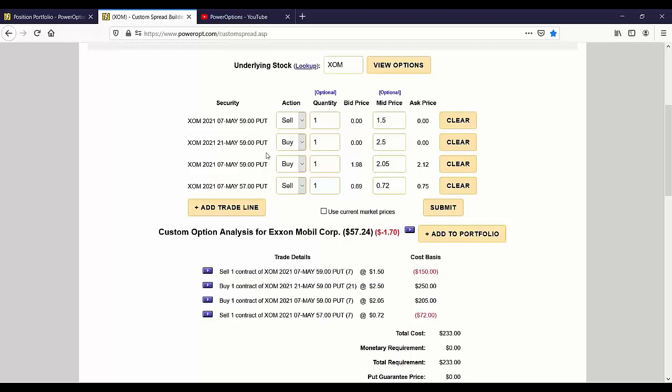But again, if I'm looking to repair one of my diagonal calendars, I might add a calendar put to it to create that double diagonal that we saw. Looks like an iron condor, widens my break evens, still gives me an opportunity for a few more rolls. That's a possibility you could do. You could do it with the put spread also, but you could also do it with the call spread as I showed you in that example.